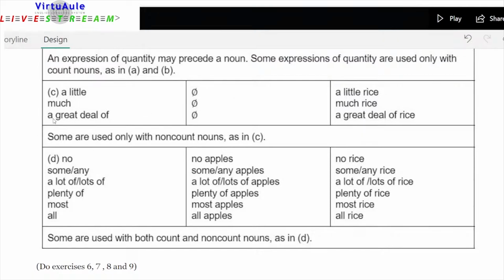Okay, little, much, and a great deal. No, some, any, a lot of, lots of, plenty of, most, all: some are used with both count and uncountable. So with no, we can use no apples or no rice. Some or any, I can say some or any apples, some or any rice. A lot of or lots of, a lot of apples, a lot of rice. Plenty of apples, plenty of rice. Most apples, most rice. All apples, all rice. And that is the end of our lesson.